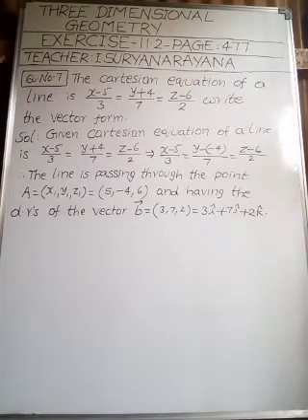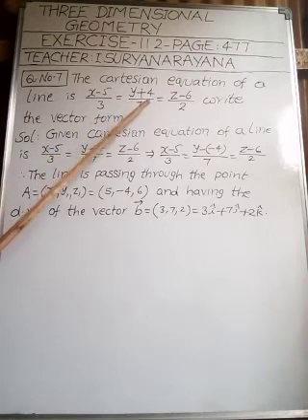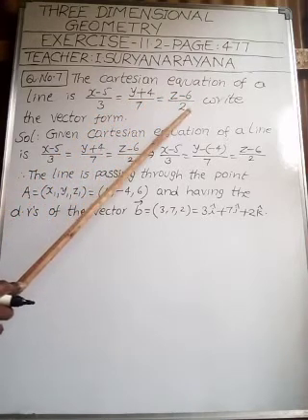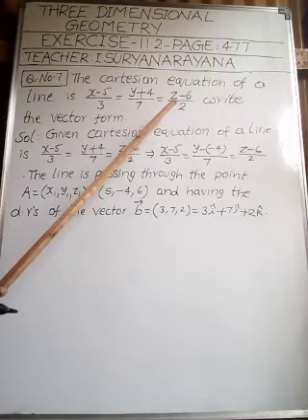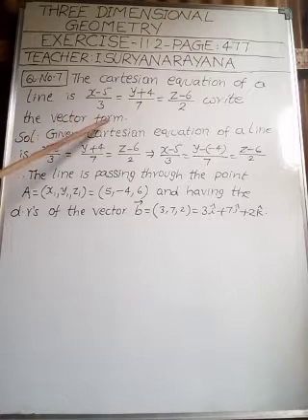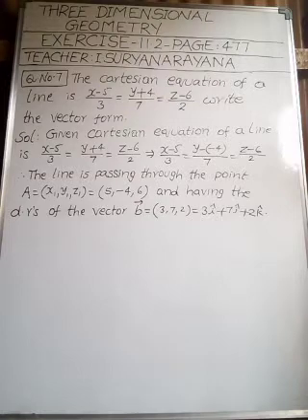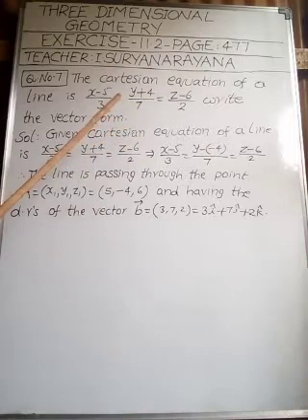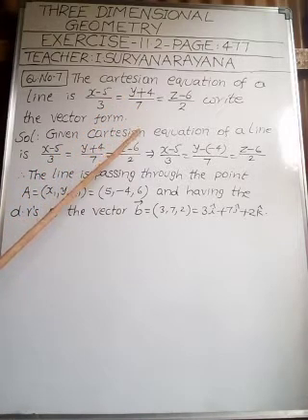Now come to question number 7, the seventh question in the exercise. The Cartesian equation of a line is (x minus 5)/3 = (y plus 4)/7 = (z minus 6)/2. This is the Cartesian equation of the line, and we have to write the vector form. In this exercise, it is very important to write the equation of a line in Cartesian form and vector form, and vice versa. We have to learn this point well. So in this question, the Cartesian equation of a line is given and we have to write the vector form of the line.